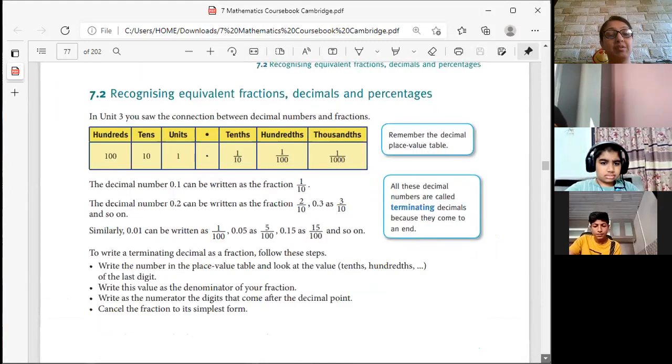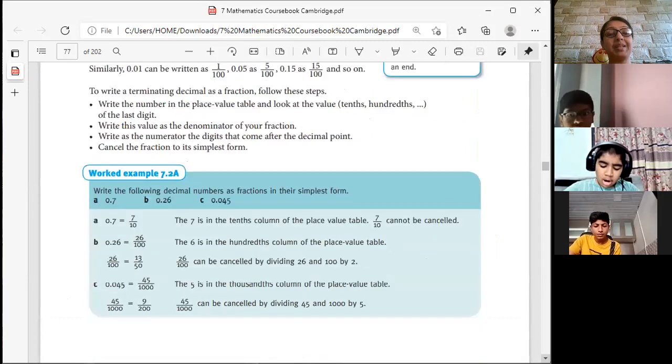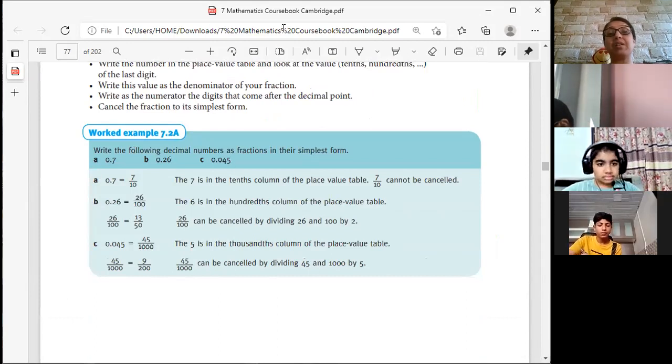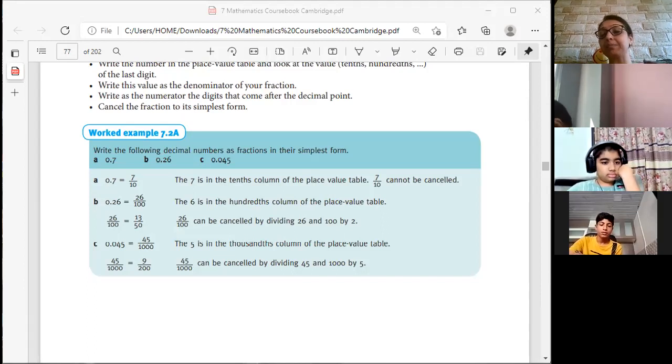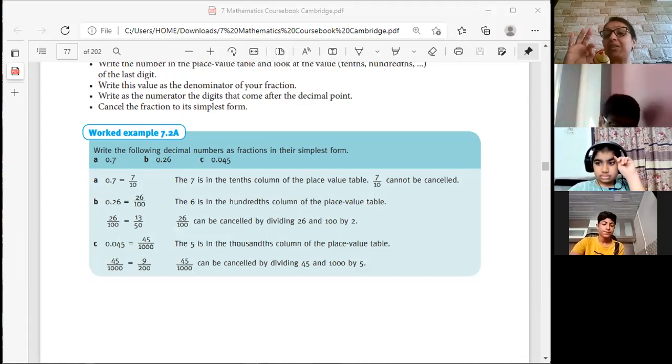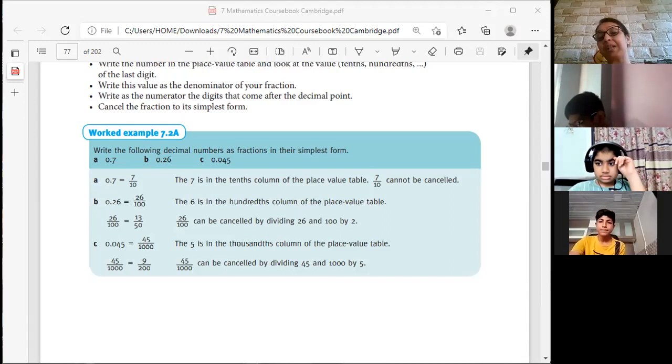Now we are going to learn about writing the following decimals as fractions. This is the easiest part that you can do. If there is one digit after the dot, then you have to divide it by 10. Am I right? If you have two digits after the decimal, then you can write the same number divided by 100. If you have 3 digits after the decimal dot, then you can write the same divided by 1000.